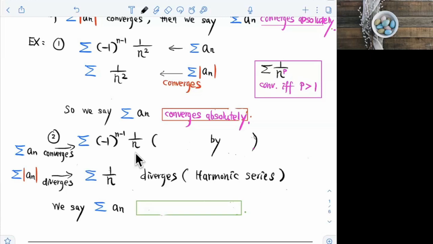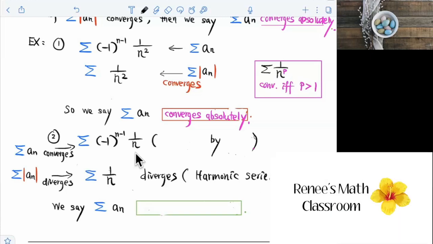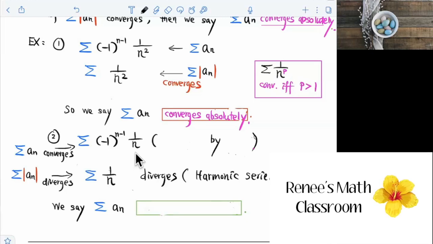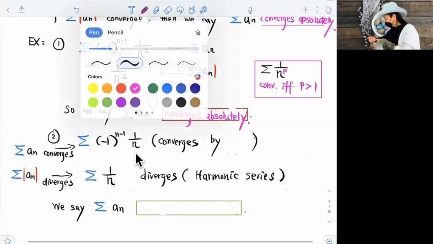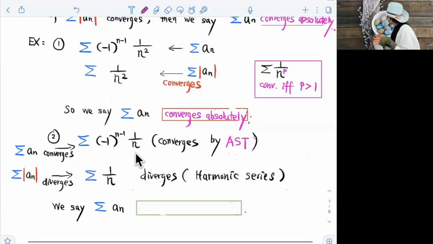So let's check this one. What can we say about this alternating harmonic series? We actually generalized it, and we say that any alternating p-series is going to converge. So this is going to be convergent by the alternating series test, AST. Now we have this series shown to be convergent.